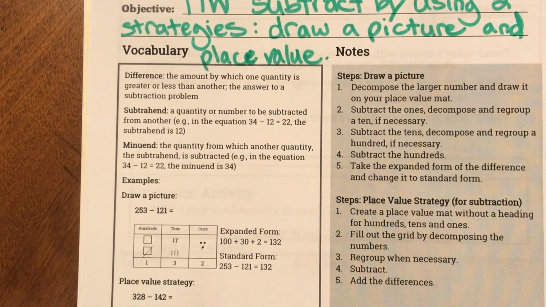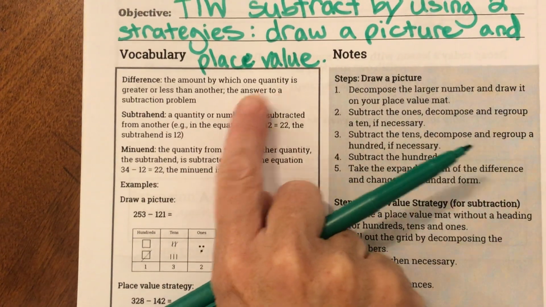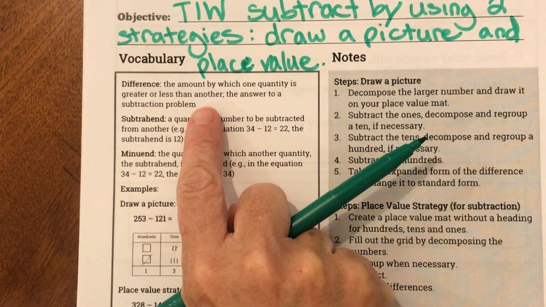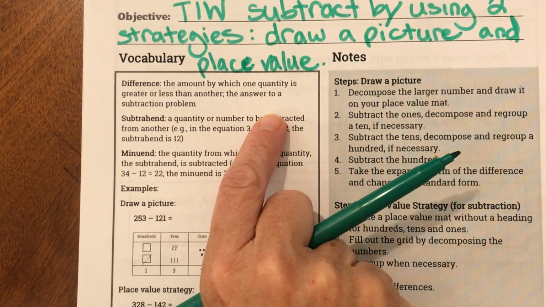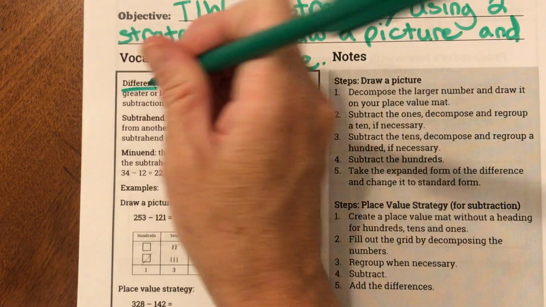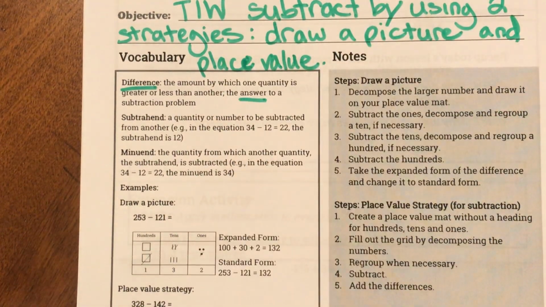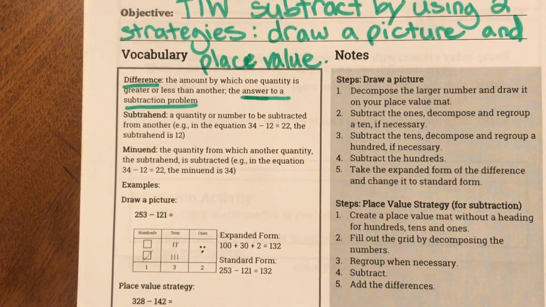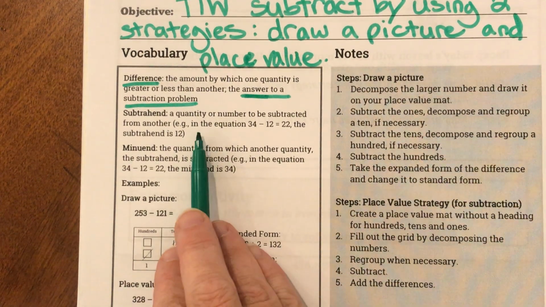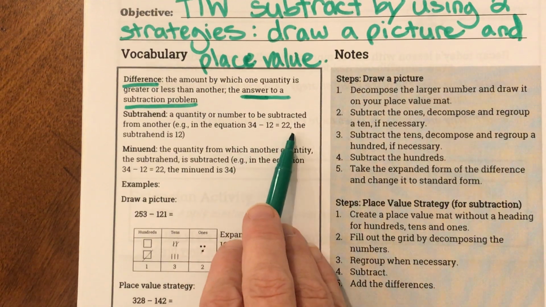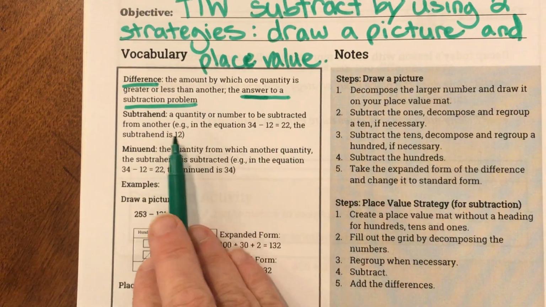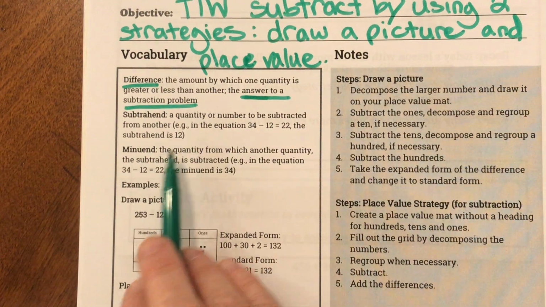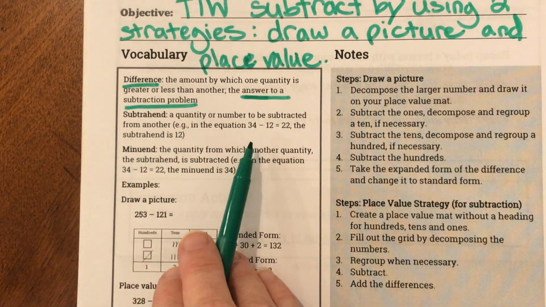Our first one says difference. The amount in which one quantity is greater or less than another. It's the answer to a subtraction problem. So when I ask for the difference, I'm asking for the answer to a subtraction problem. Okay, our next word says the subtrahend. It's a quantity or number to be subtracted from another. So here's our example. In the equation 34 minus 12 equals 22, the subtrahend is 12. So it's what's being subtracted.